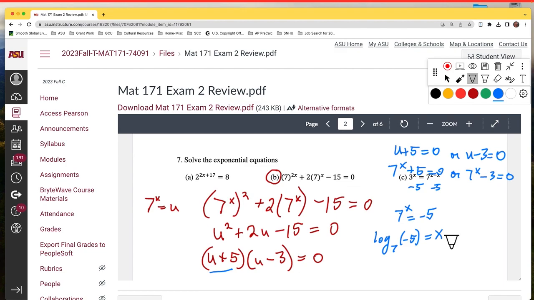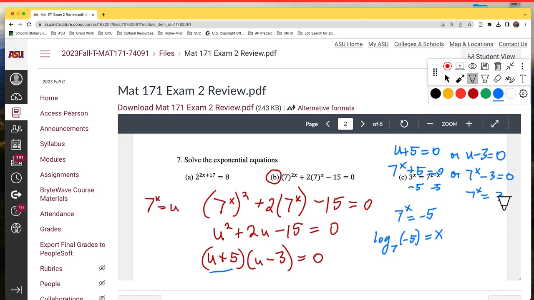Okay, so sometimes that's what happens with exponentials or logarithms. We get a solution, but it doesn't work. So negative, whatever this is, it's not going to work. Where we're going to get the solution is when we do the same thing over here. So we'll add 3 to both sides. You get 7^x equals positive 3.